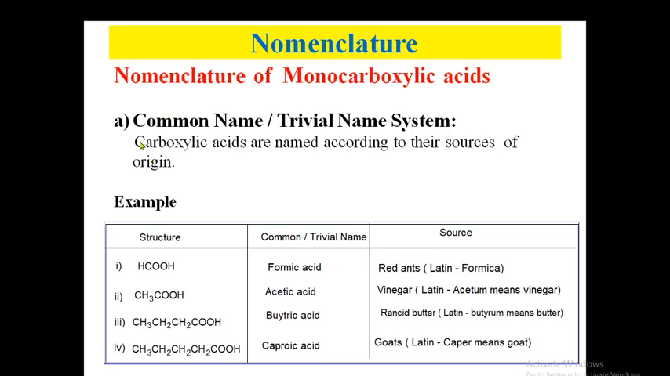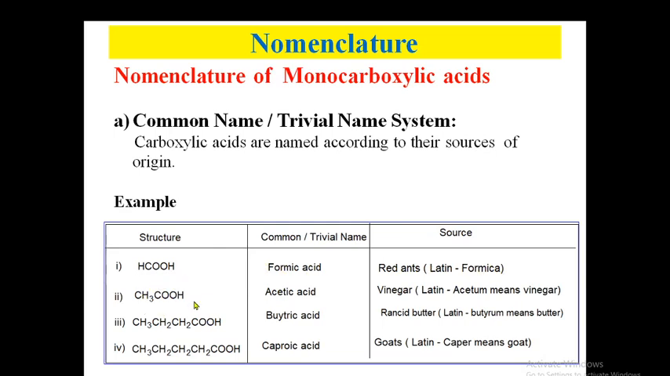In this system, carboxylic acids are named according to their source of origin, how they are prepared, what their source is. So here are some examples I have taken. This is the first example, HCOOH. Its common or trivial name is formic acid, as this acid is present in red ants. The Latin word formica means ants, and therefore it is named formic acid.